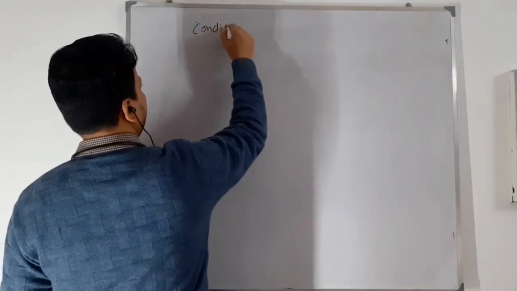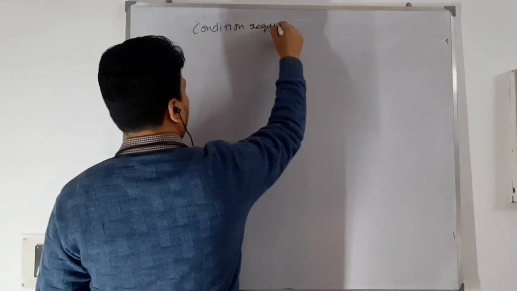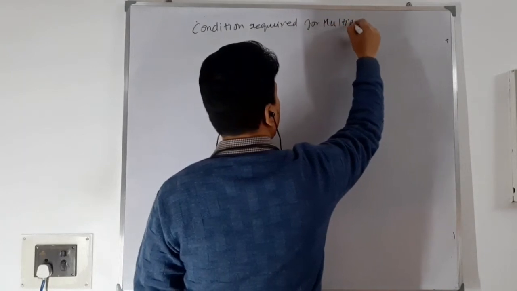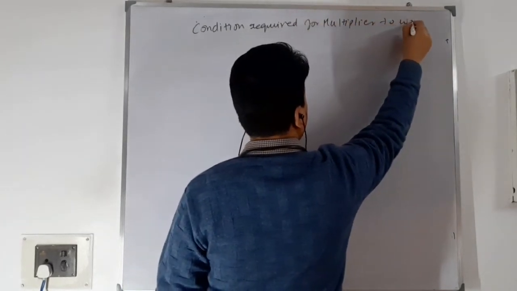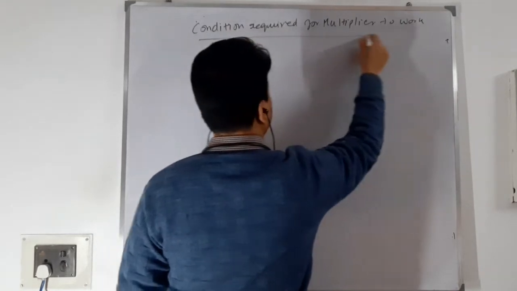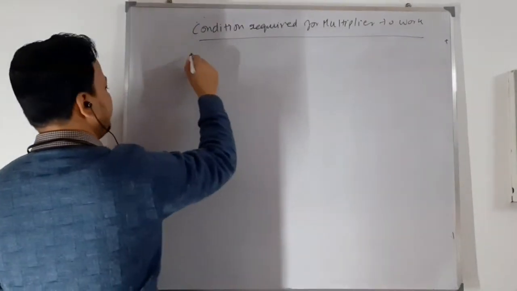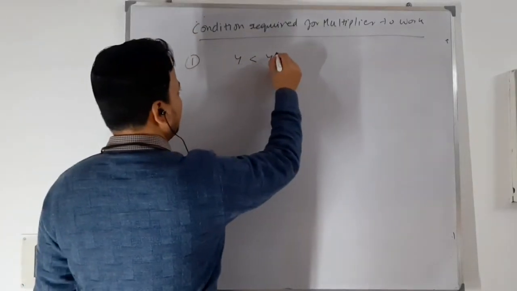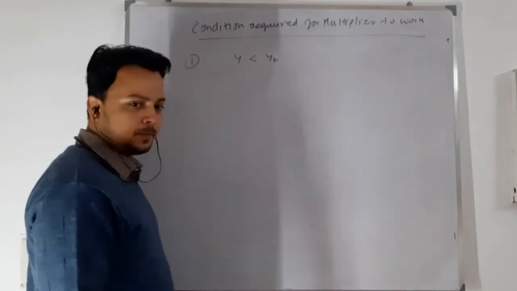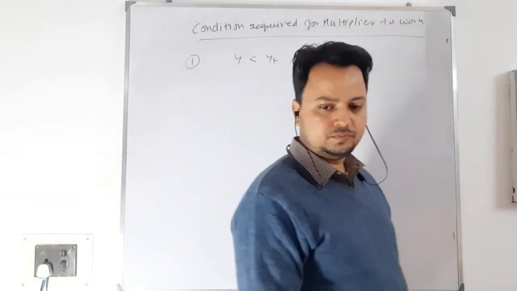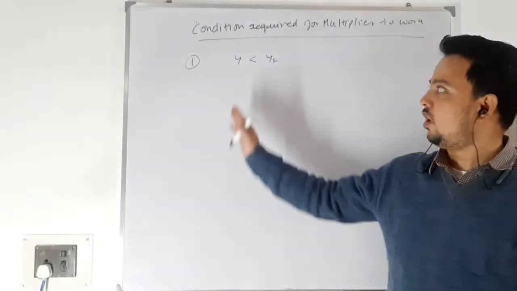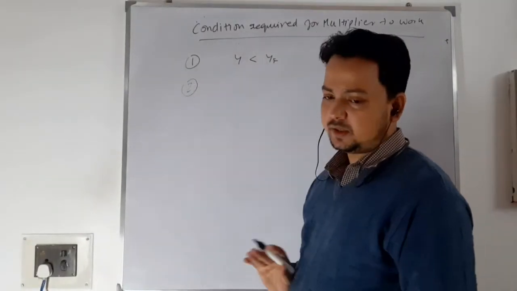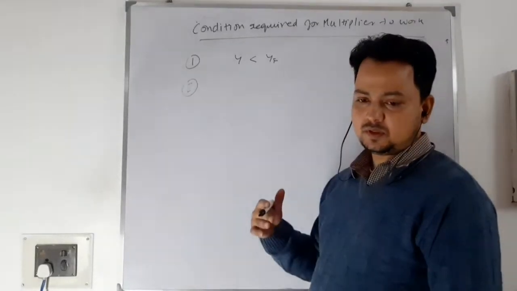Conditions required for the multiplier to work, the Keynesian multiplier to work. Okay. So the first assumption is very simple. In the economy, output is less than full employment output. Yes or no? The economy is characterized by output less than full employment. Okay. Second thing, Keynes is talking about two sectors. There is no foreign disturbance or interference.